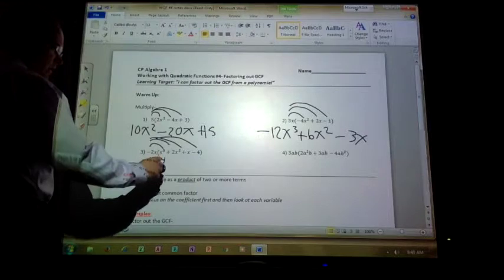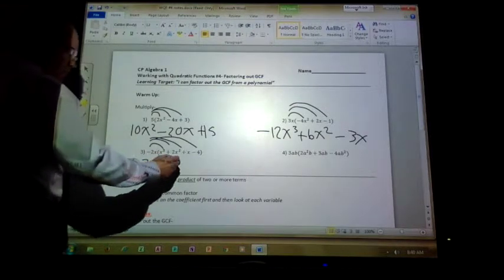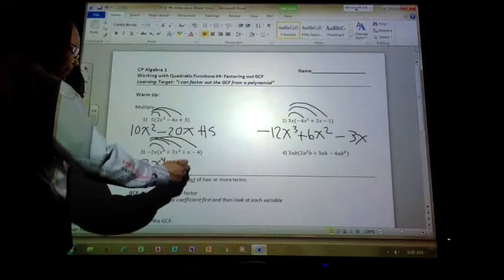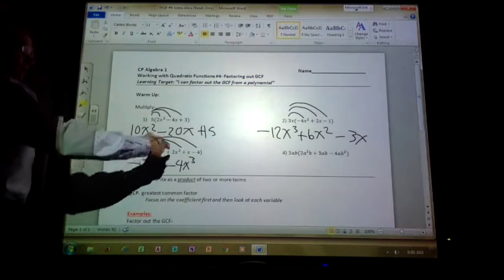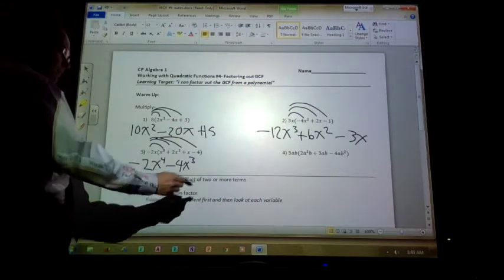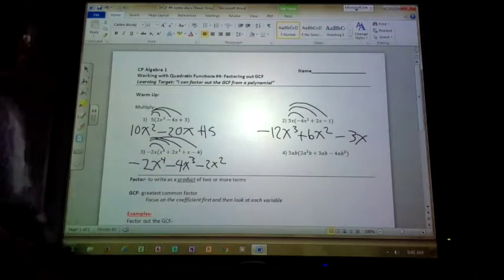Yeah, good. Then? Negative 4x to the third? Yep, because you have x in the first and x in the second. And then? Negative 2x squared. Okay. And then?